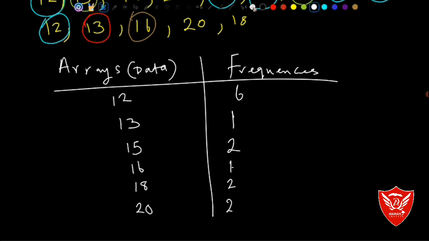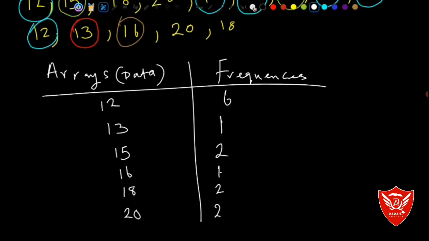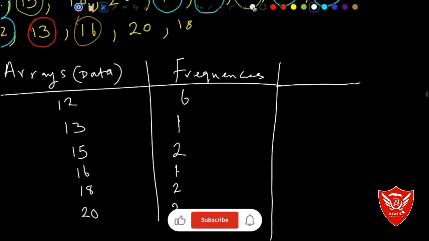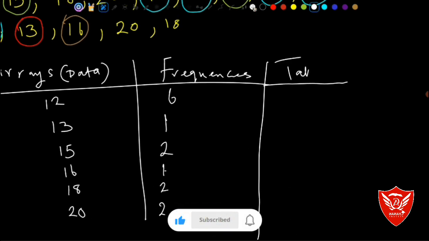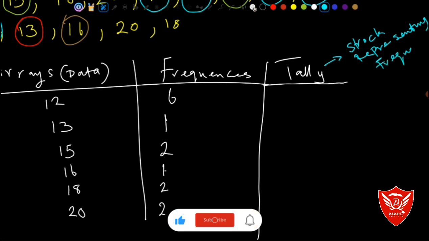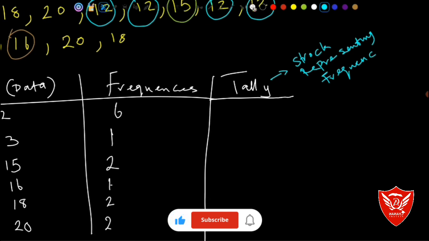So this is frequency. All right, at this point, let me quickly talk about tally. So let's just add tally to this point. Tally is the stroke representing frequency.